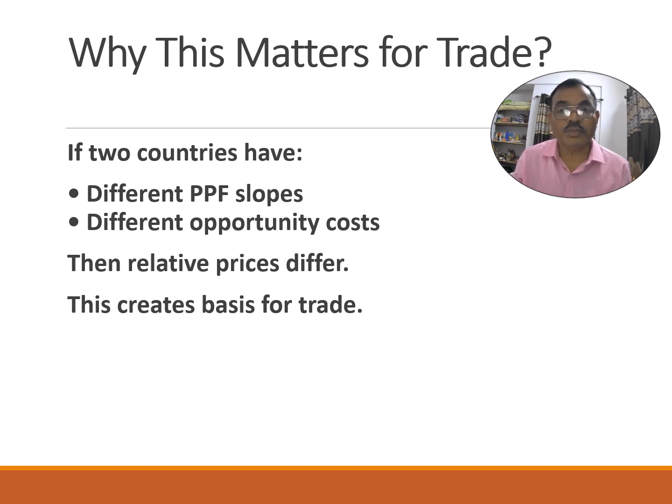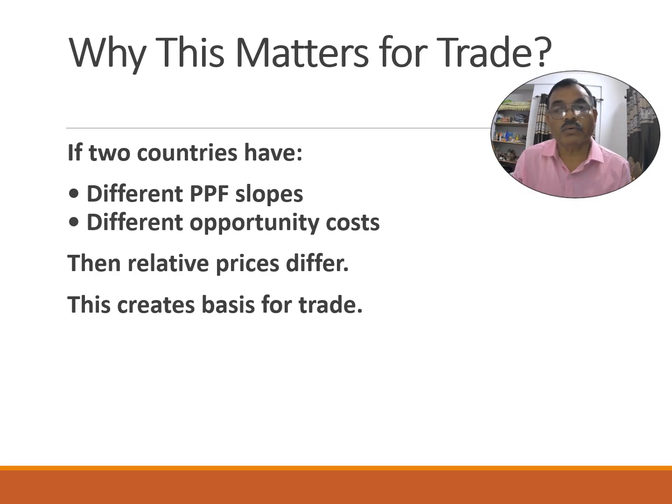Each country can specialize in producing the good in which it has lower opportunity cost. Thus, differences in production possibility frontier slopes create the basis for comparative advantage. And this is how the PPF-CIC framework leads directly to international trade theory.